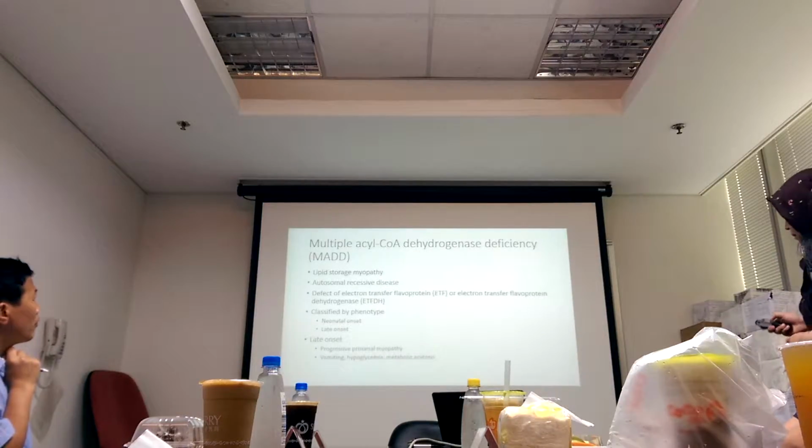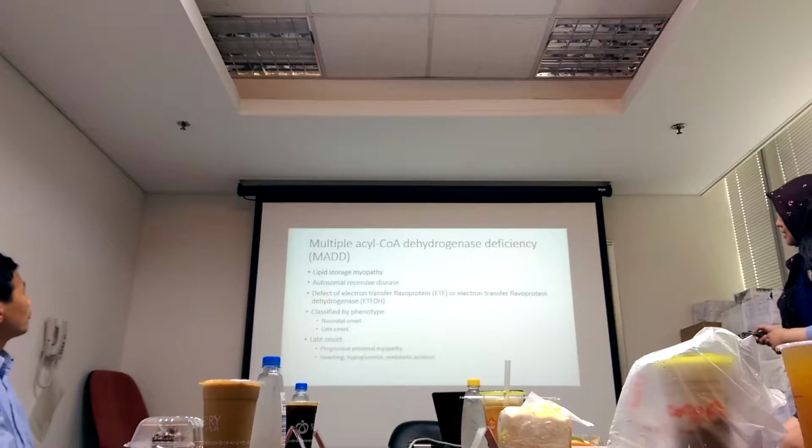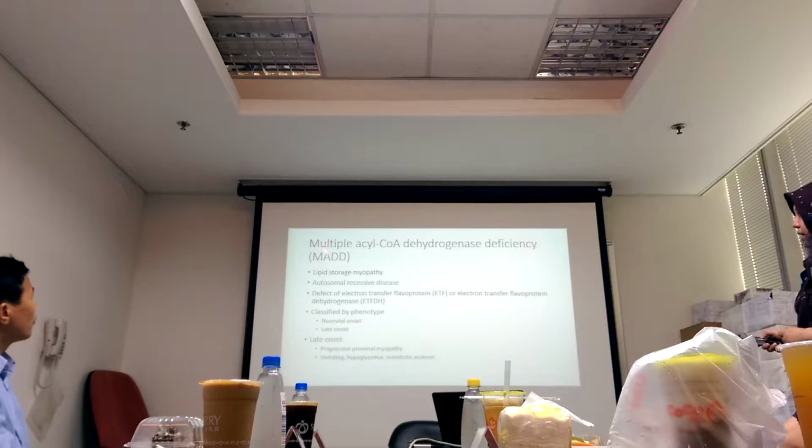So from the previous data, we supposed that maybe they have MADD disease. What is MADD? MADD is multiple acyl-CoA dehydrogenase deficiency. It is a lipid storage myopathy. This one is an autosomal recessive disease. What causes this disease? This disease is caused by a defect of ETF, electron transfer flavoprotein, or ETFDH, electron transfer flavoprotein dehydrogenase. We can classify this disease by phenotype into two groups.